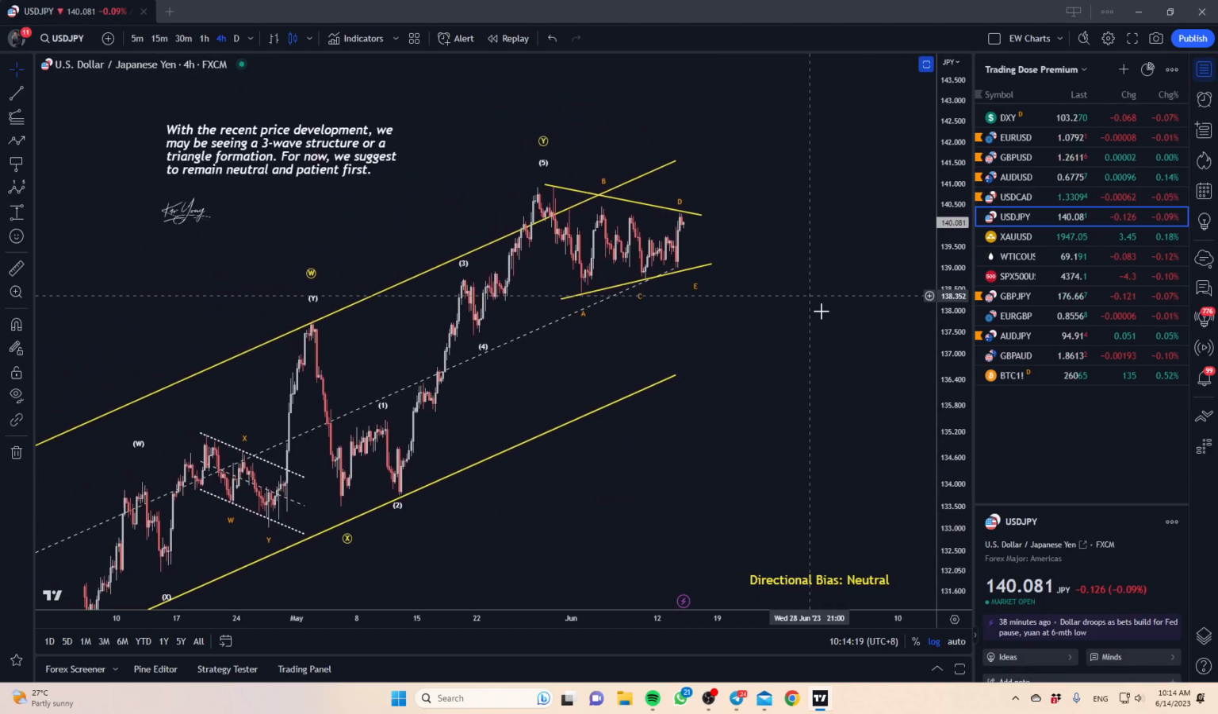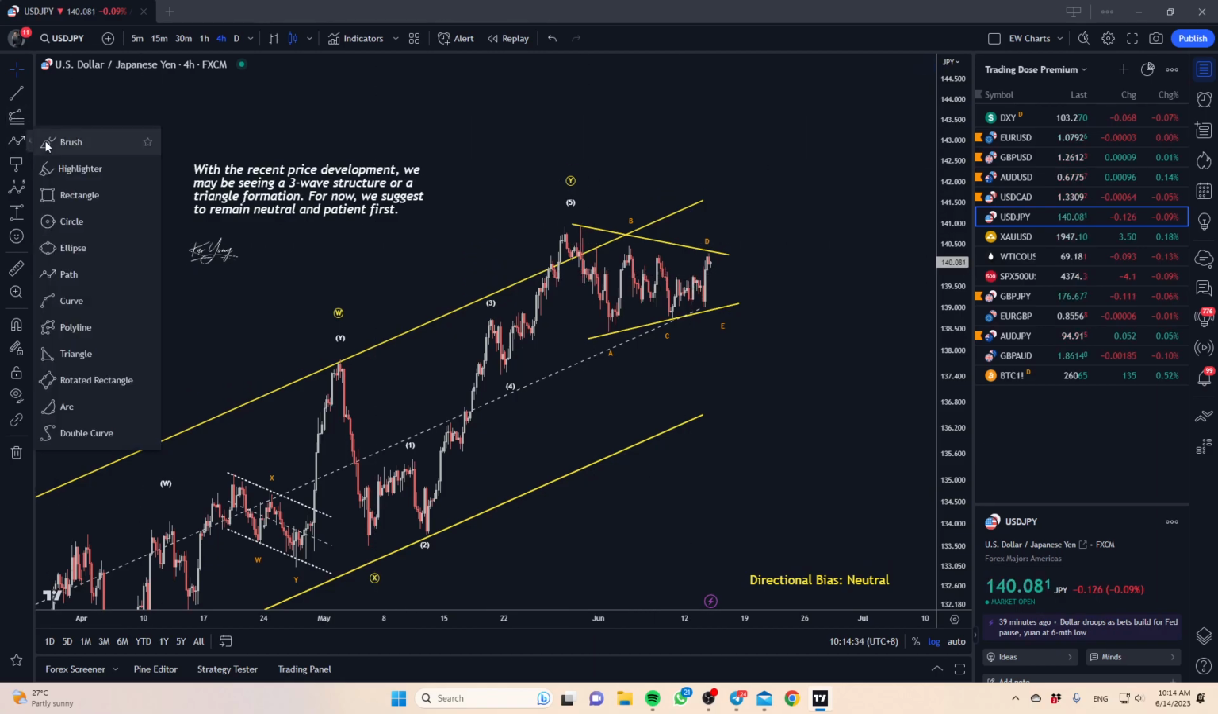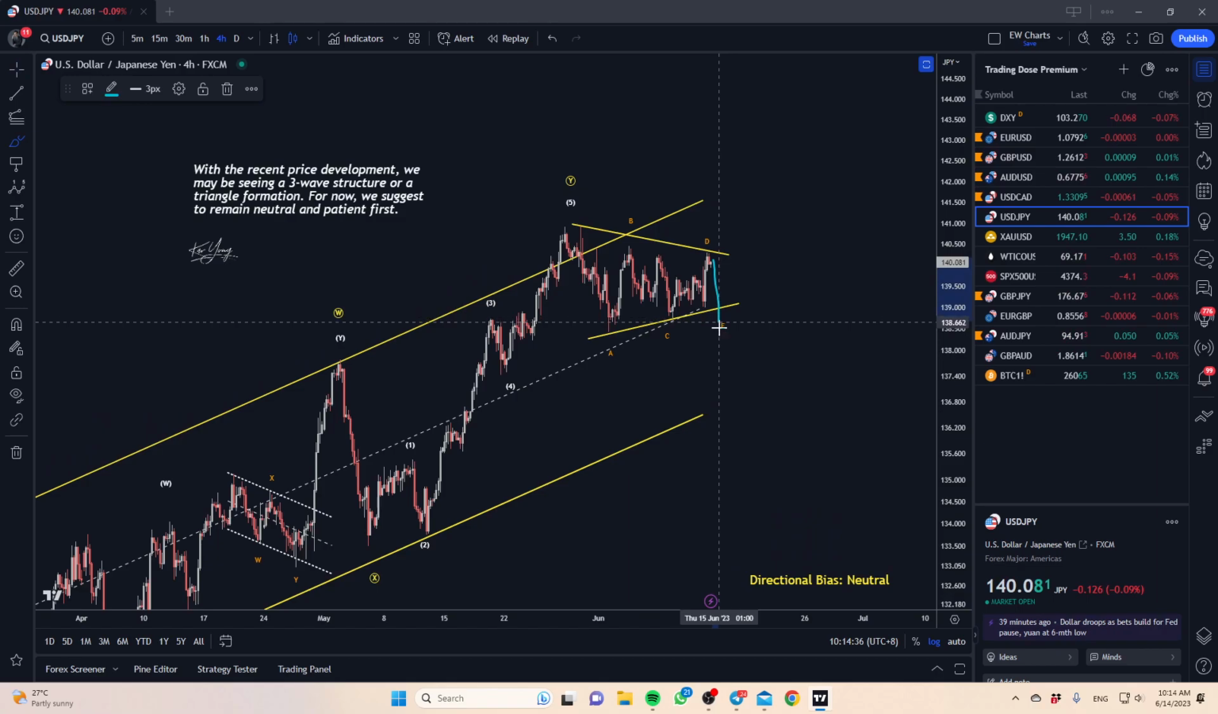Okay, so dollar yen here, likely this is going to be a triangle setup. For me, I'm a little bit neutral on this, because there are a couple of possibilities of how this can eventually play out. Of course, right now we're looking at this as a triangle, but what can happen over here is this can drop, break that low, and we can get another pattern, right? So we can then get a simple three-wave move before maybe a push back up.